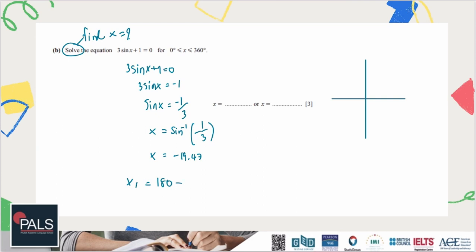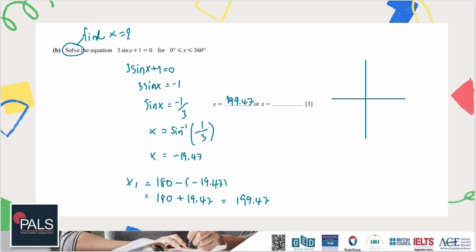180 minus minus 19.47, so it will be 180 plus 19.47. So it's 199.47. This is the first angle. So the next one, look at it.